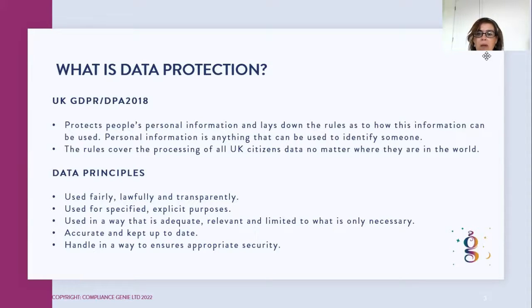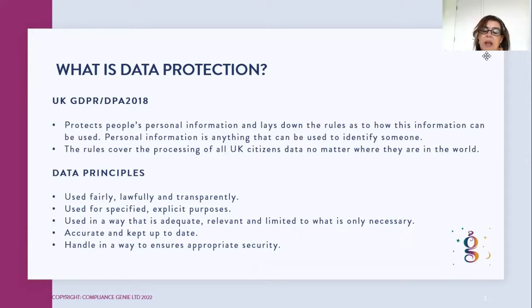Basically it protects people's personal information and it lays down the rules as to how this information can be used. Okay, so personal information is anything that can be used to identify somebody, such as a name, address, telephone number, photograph, IP address on the computers, email addresses, medical information as well. So anything that either can be used individually or in line with something else that can identify somebody. And it covers all the processing of information, so it doesn't matter where people are located, it depends on where they're resident. So UK citizens' data has to be dealt with in the same way no matter where they are in the world.